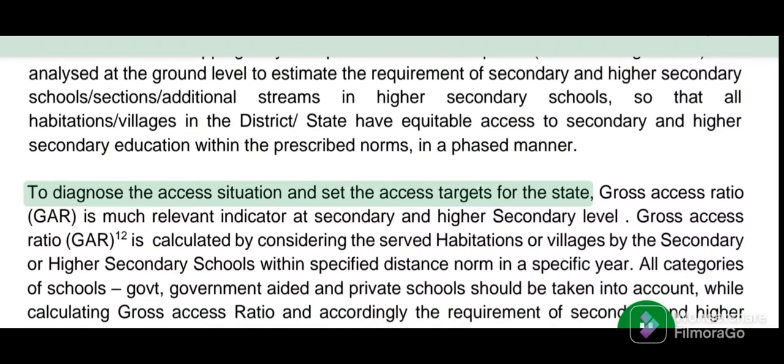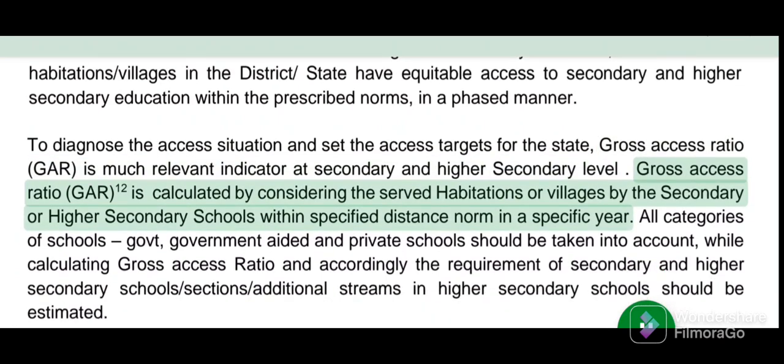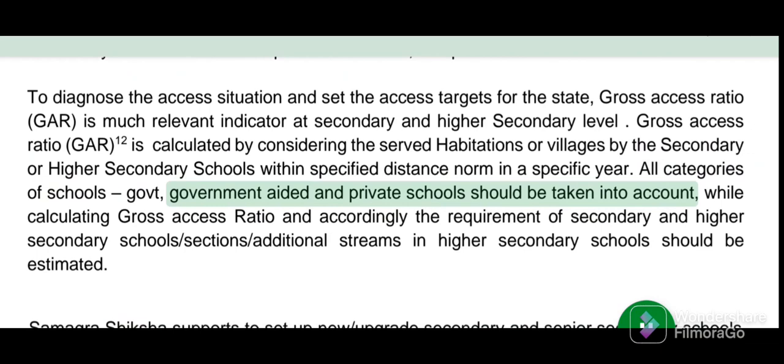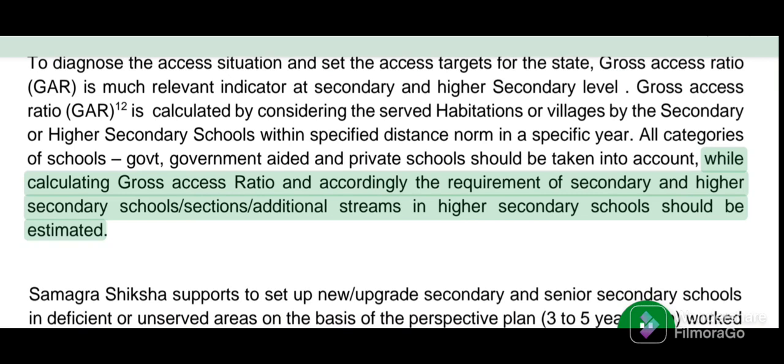To diagnose the access situation and set the access targets for the state, gross access ratio (GAR) is a much relevant indicator at secondary and higher secondary level. Gross access ratio (GAR) is calculated by considering the served habitations or villages by the secondary or higher secondary schools within specified distance norm in a specific year. All categories of schools, government, government-aided and private schools, should be taken into account while calculating gross access ratio, and accordingly the requirement of secondary and higher secondary schools/sections/additional streams in higher secondary schools should be estimated.